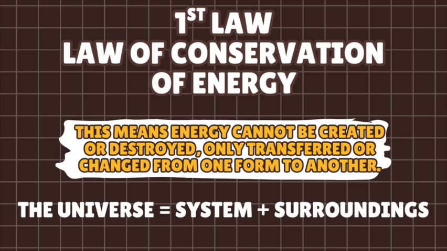There are multiple laws of thermodynamics. The first law of thermodynamics is the law of conservation of energy. This means energy cannot be created or destroyed, only transferred or changed from one form to another. Energy is conserved in the universe, leaving the total energy in the universe constant. So energy lost by the system equals the amount of energy gained by the surroundings, and vice versa.